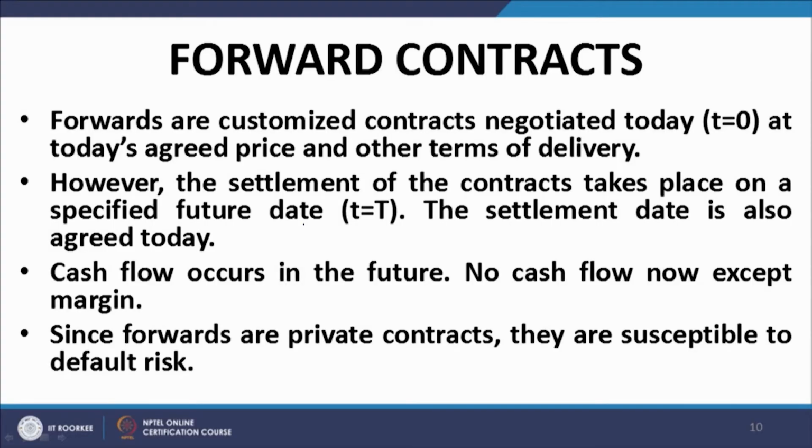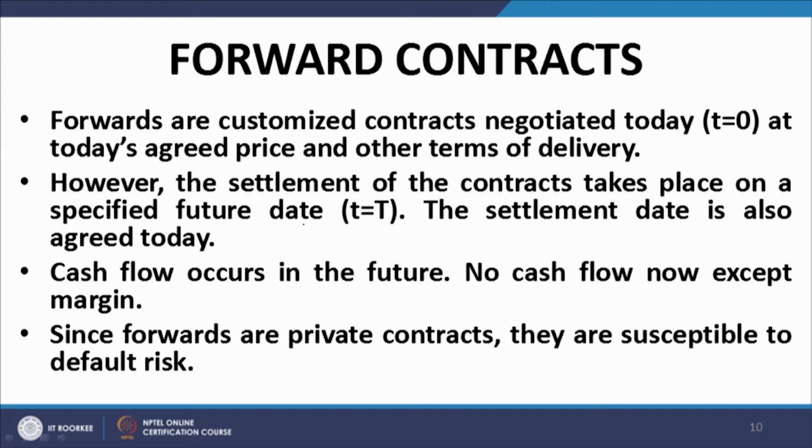And if it is agreed, the manner of fulfillment of this margin clause will also be negotiated and agreed upon at t equal to 0. Usually it takes the form of either a cash deposit or an FDR pledged in favor of the second party by the first party. So, since forwards are private contracts, they are susceptible to default risk. So, this is important.